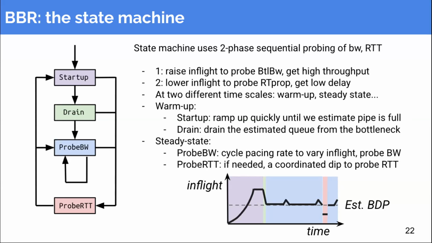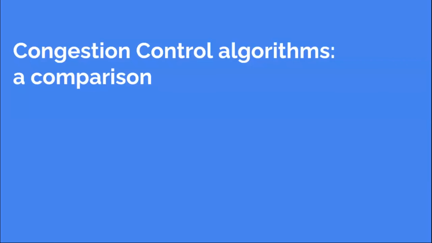And then occasionally, if it needs to, it can slow down to probe the round trip time of the network path. So that's kind of a lightning overview of BBR and the history of BBR. So let's take a step back then to compare BBR relative to other congestion control algorithms that have been deployed at scale on wide area networks and the public internet.